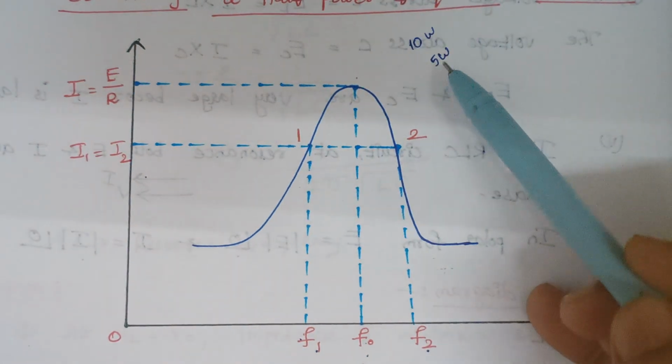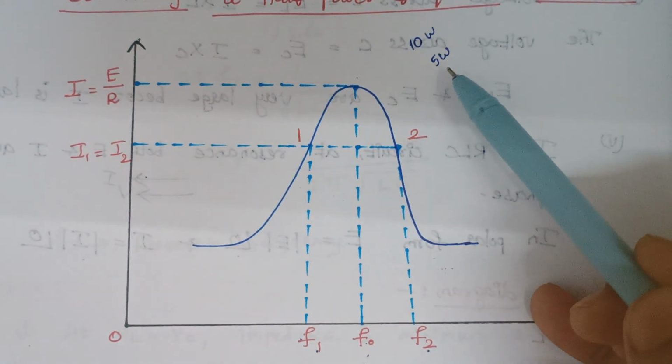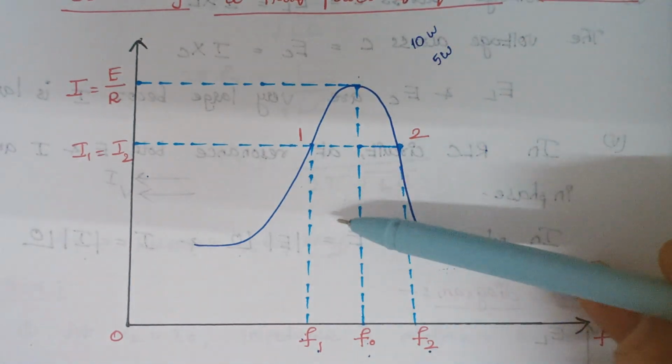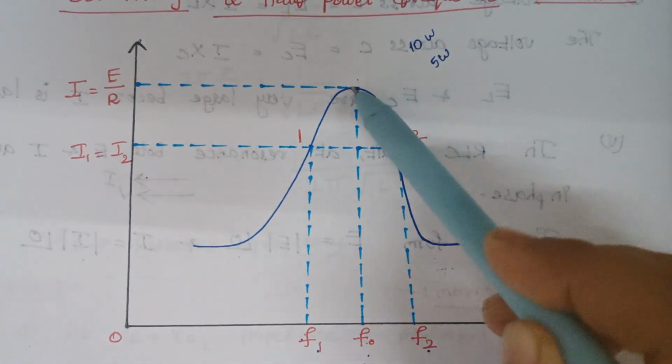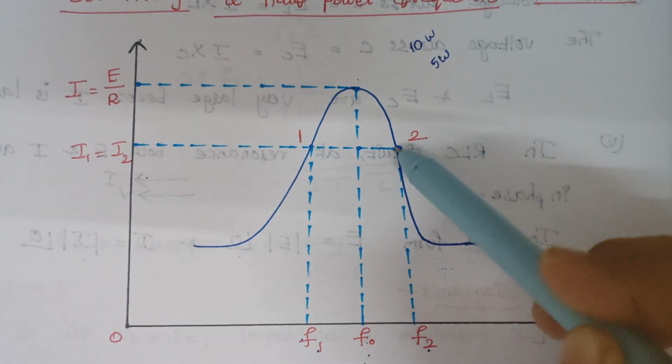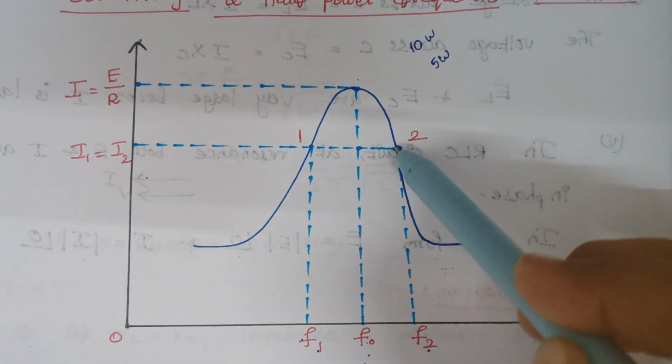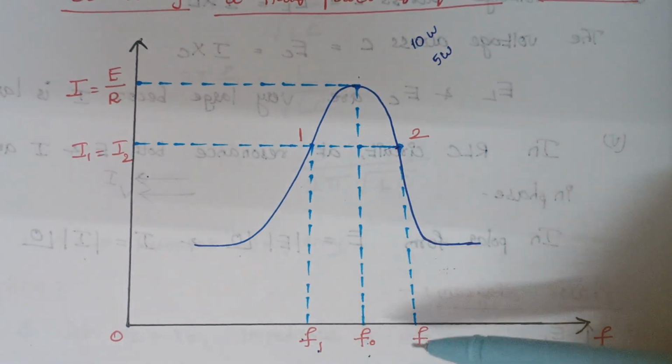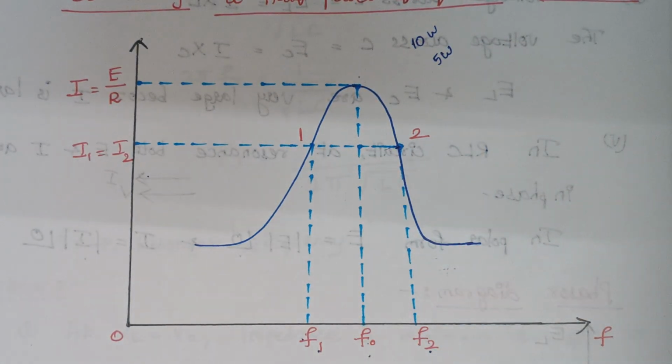These are all things I have quoted just for example. Don't take it seriously. If we have power as 10 watts at resonant frequency, then we will be having 5 watts power at half power frequencies. That is the reason why we are naming these frequencies as half power frequencies, right?